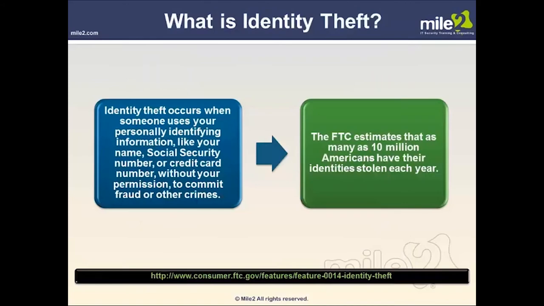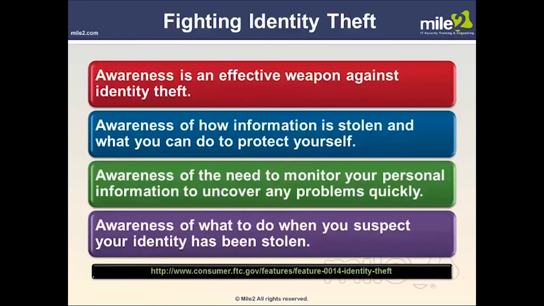So what is identity theft? Well, identity theft occurs when someone uses your personally identifiable information, like your name, social security number, or credit card number, without your permission to commit fraud or other crimes. The FTC estimates that as many as 10 million Americans have their identity stolen each year. You can actually go to the consumer.ftc.gov website to check that out. It's amazing on some of the things there. It's becoming more and more each year, and it's very easily done. So you have to be very cautious, check items, and make sure you do a lot of different things there.